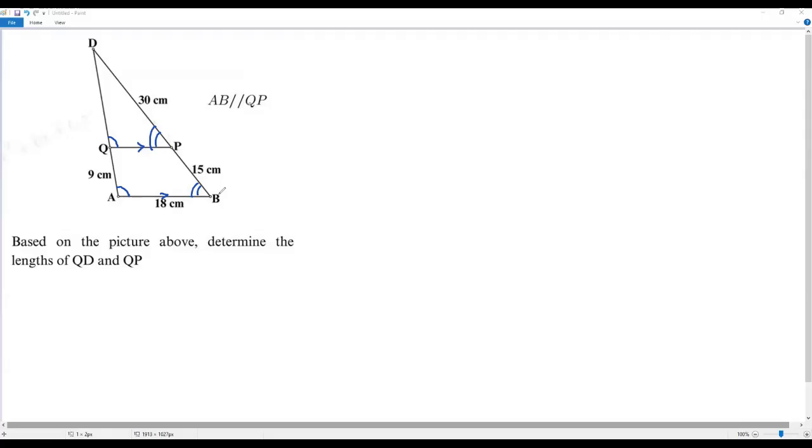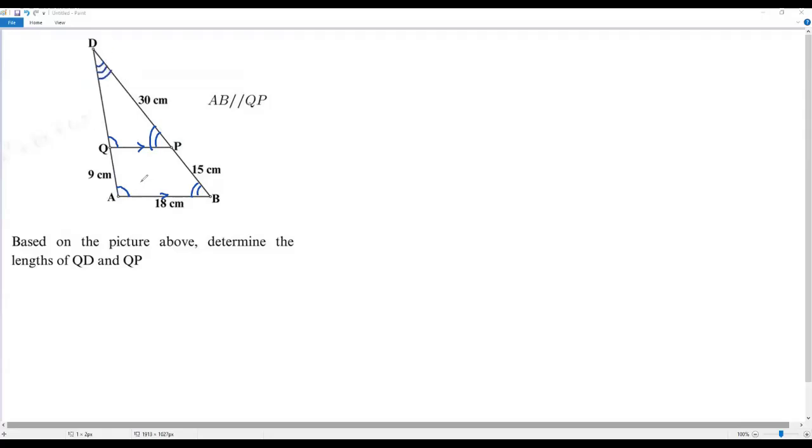Okay, here in the given figure, we can consider two triangles. One is a smaller triangle, QDP, and the other one is the bigger triangle, that is ADB. For these two triangles, D is a common angle.